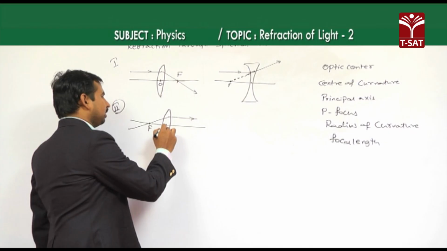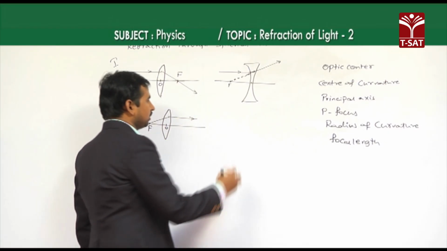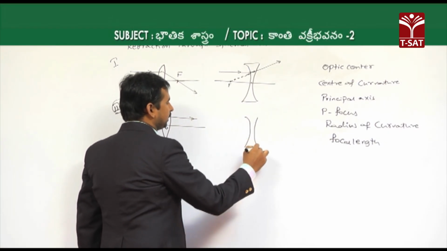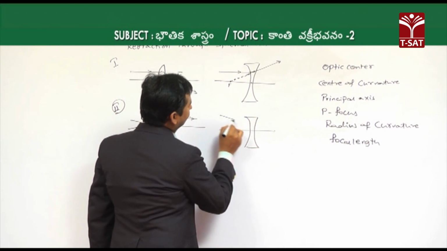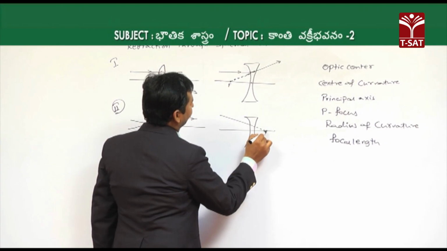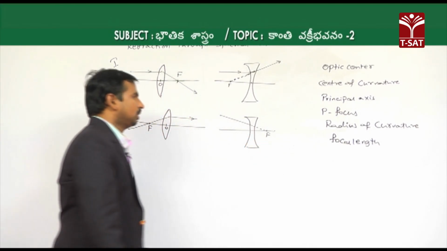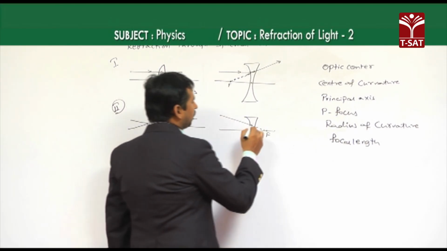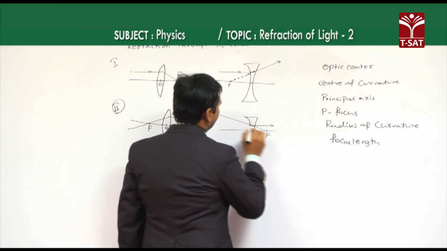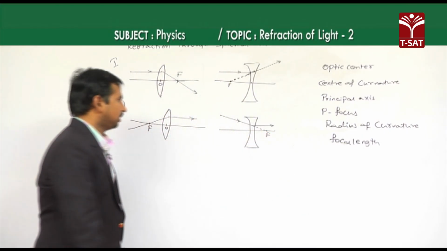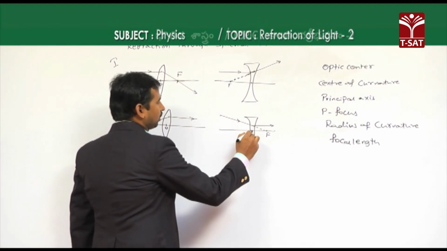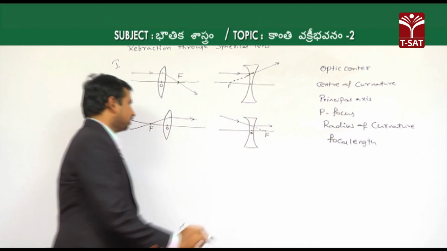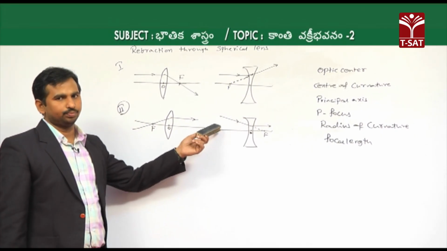And again, in the case of a concave lens, as I said, it has a virtual focus. Like this. Then after refraction, the light ray passes parallel to the principal axis, like this, as it is a virtual focus. And again this is the optic center. Okay, this is rule 2.